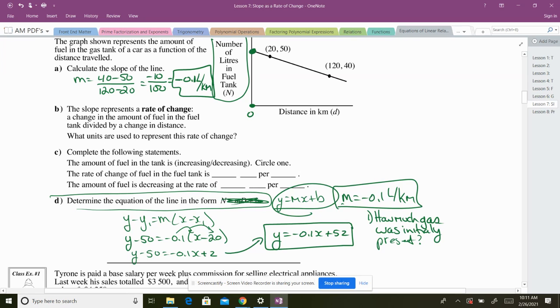What does that number represent? The y-intercept. Look at our equation. What form is it in? Mx plus b. What's the y-intercept of that equation? 52. So how much gas was in the car before you moved? 52. 52 liters, right?